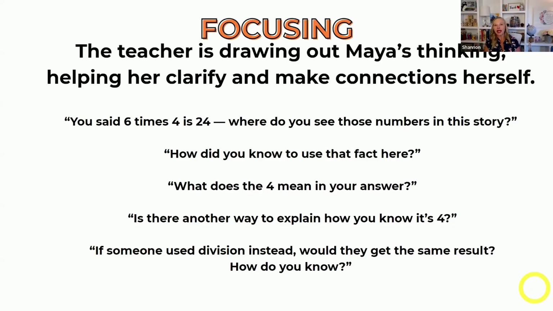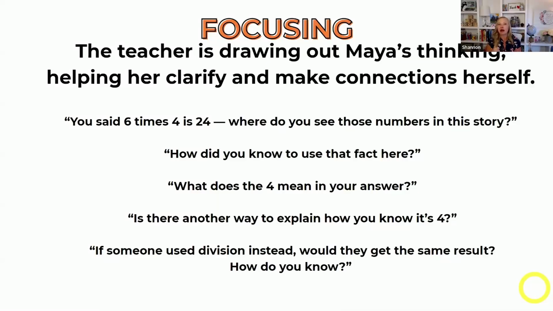But if I ask Maya, how did you get 6 times 4? Like, where's the 6? Where's the 4 in the drawing? How did you know that those were the numbers you're going to use? Whatever Maya says, I can make visual. That's good teaching strategy, because just talking is going to lose half the class. Like, we have to make it visual.